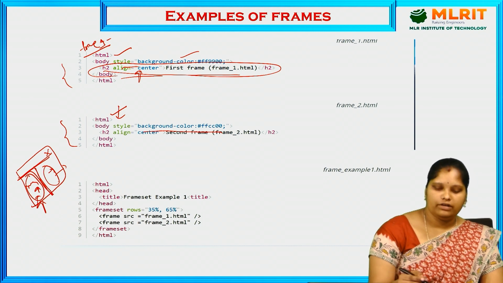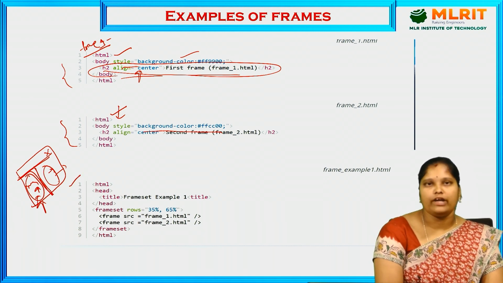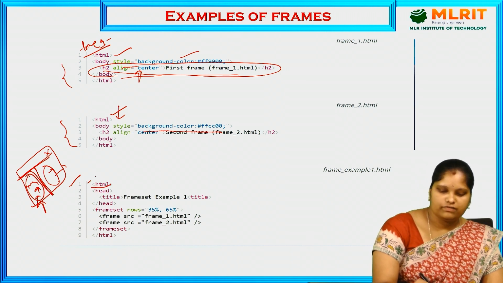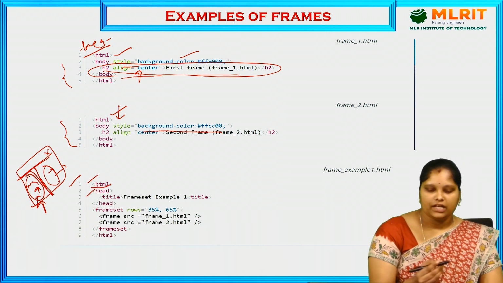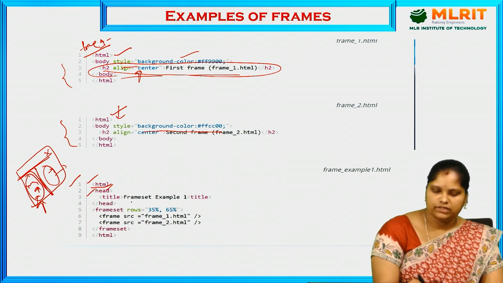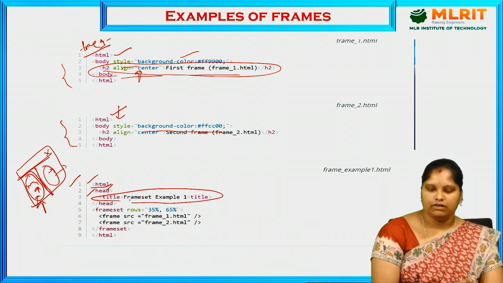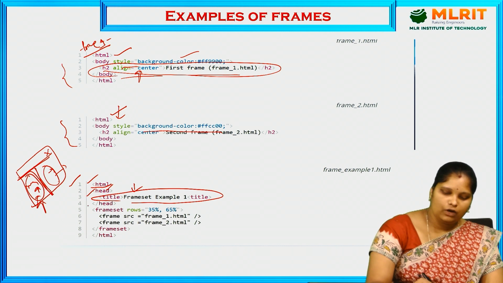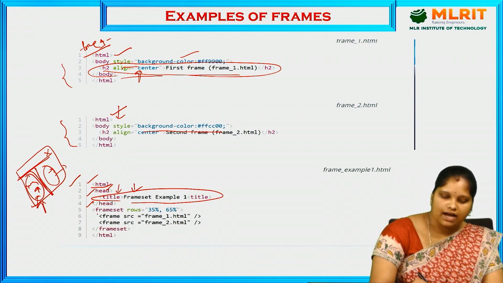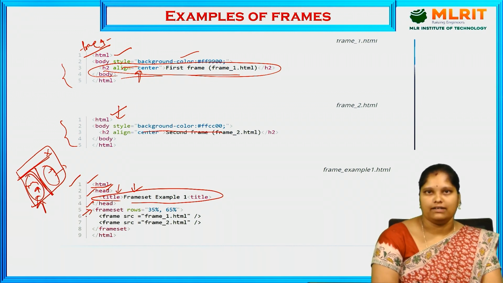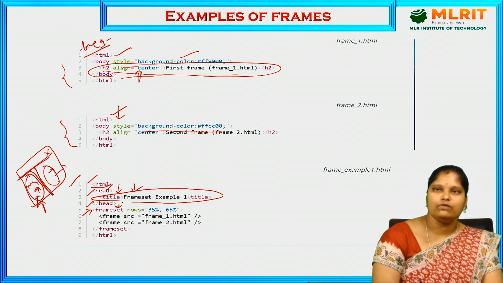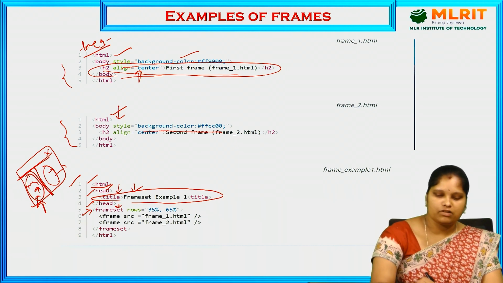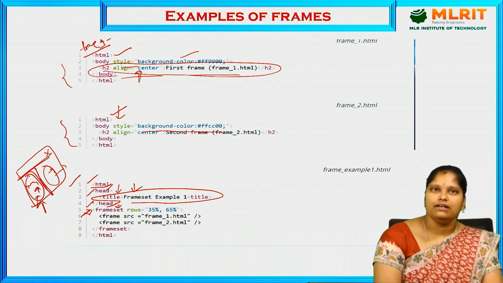I need to use the frames example. How can you divide the window? First, the tag is html, next head, and the title is your wish, whether you want to give a title or not. Here my title is frameset example, and close the head tag. This title is in the head tag only. After that, normally we use the body tag, but here we need to use the frameset tag, so the body tag is not used. Frameset is the tag.